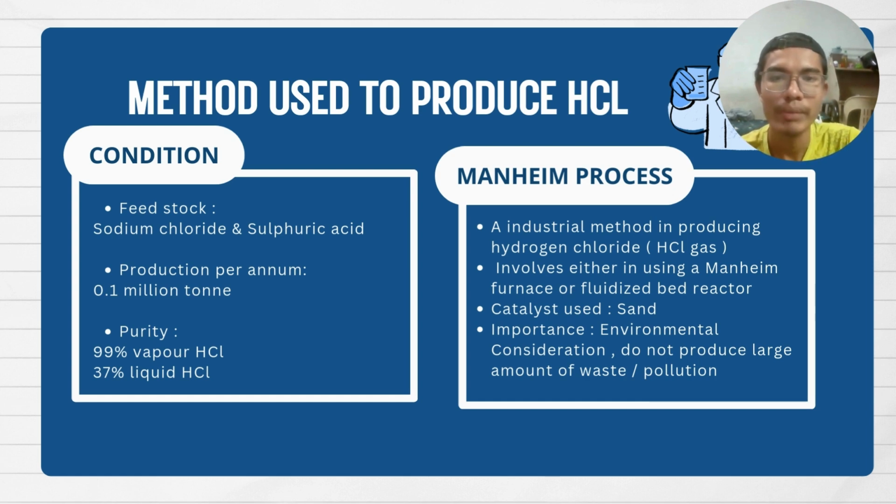The method we use is the Manningham process. It is an industrial method of producing hydrogen chloride HCl gas, using a Manningham furnace or fluidized bed reactor. The catalyst we use is sand. What is more important is the environmental consideration: it does not produce large amounts of waste and pollution that is bad for the environment.